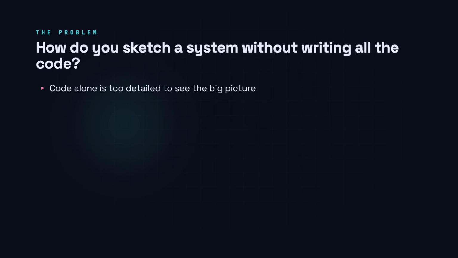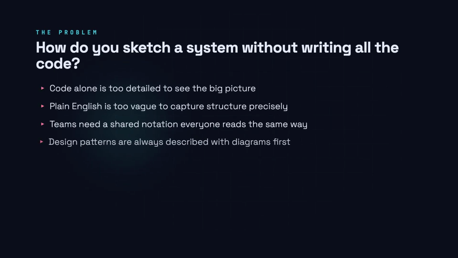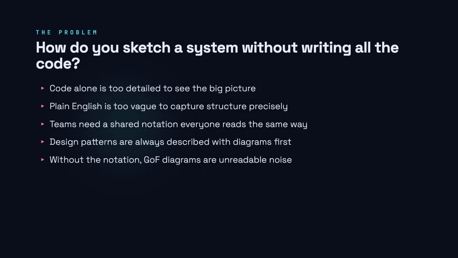Imagine you want to explain to a colleague how 5 classes relate to each other. Writing out all the TypeScript is overwhelming, but plain English like "dog extends animal" falls apart the moment things get more complex. You need a middle ground, a precise visual shorthand. That is exactly the pain UML class diagrams solve, and it is why every design pattern book uses them on the very first page of each pattern.